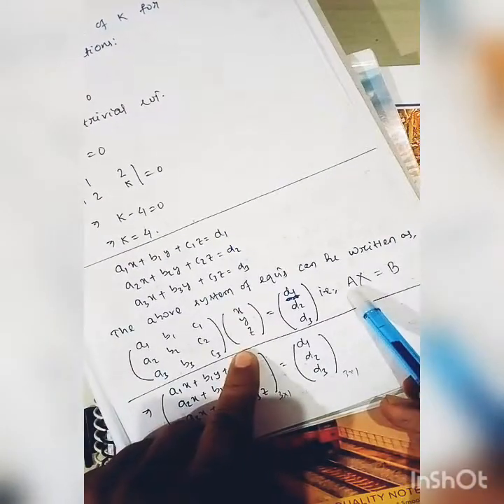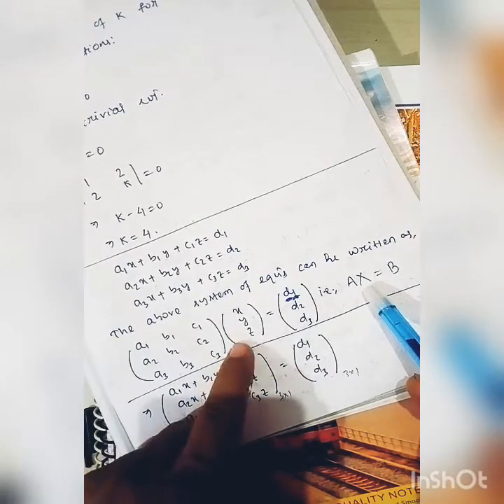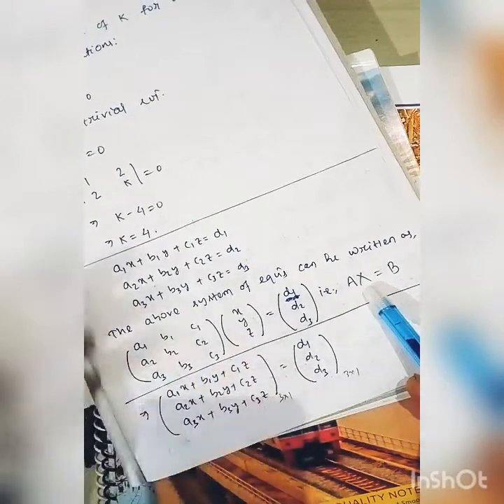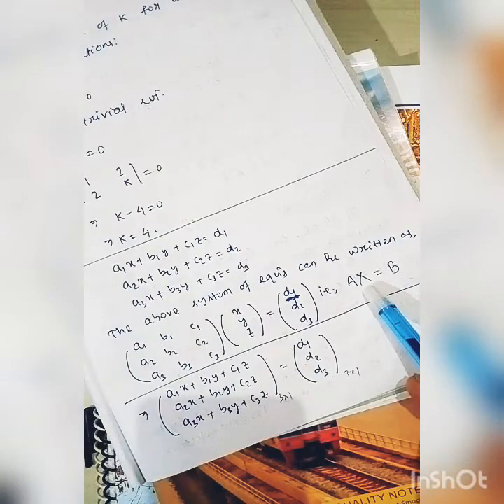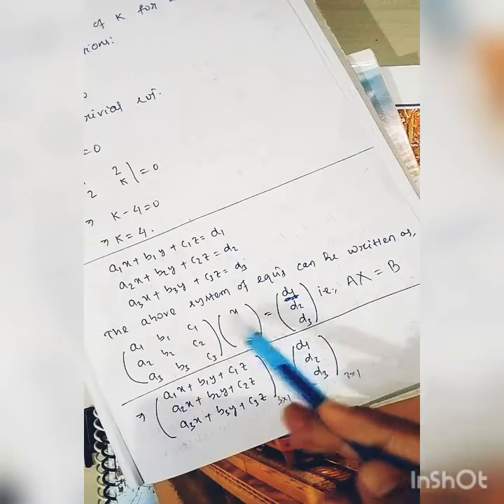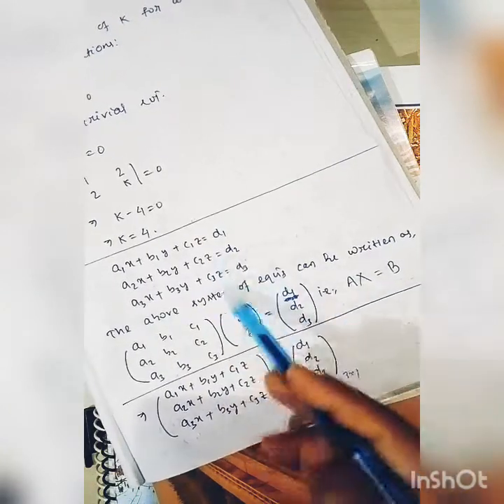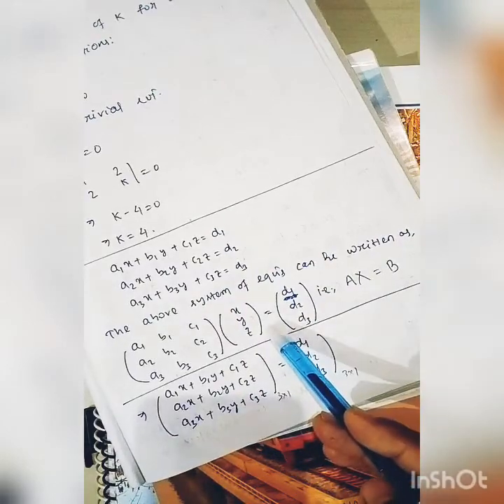Here A is called the coefficient matrix and the matrix X, that is the x, y, z column matrix, is called the unknown matrix. As in a system of linear equations, we have to find out the values of x, y and z, that is, the unknowns are x, y, z. So the matrix X is called the unknown matrix and the right side is the constant, called the constant matrix.